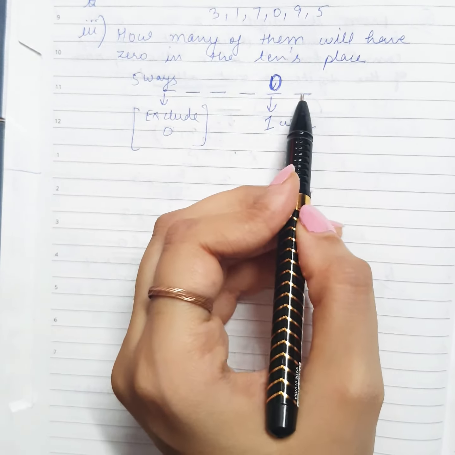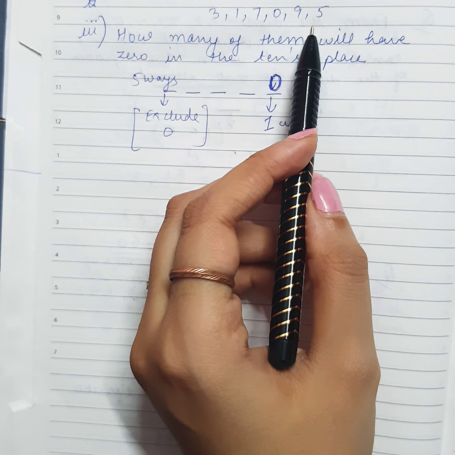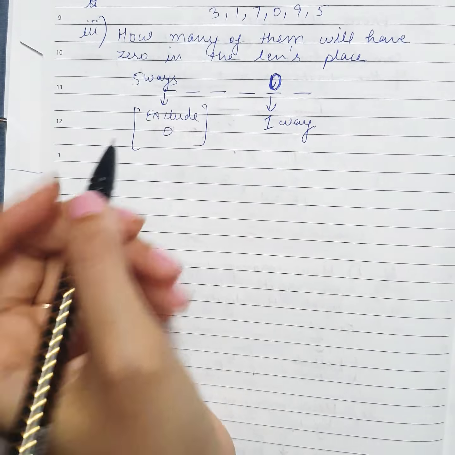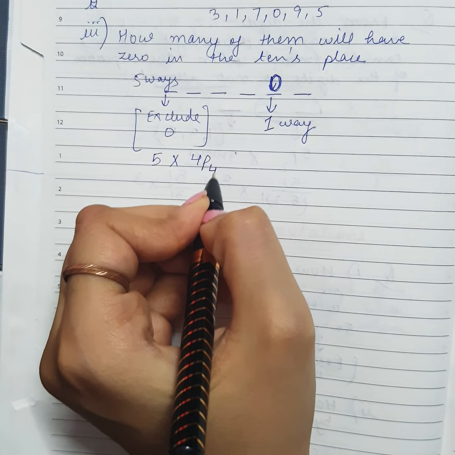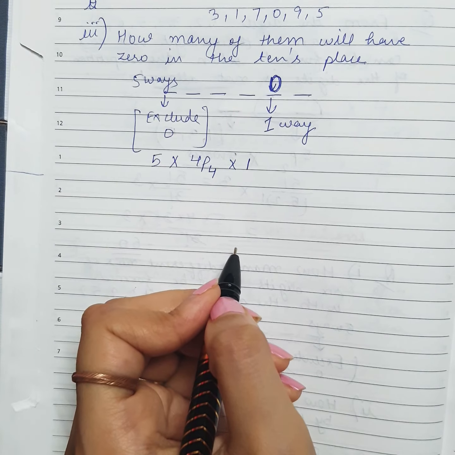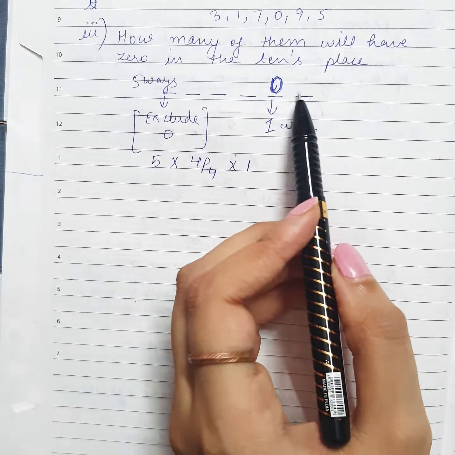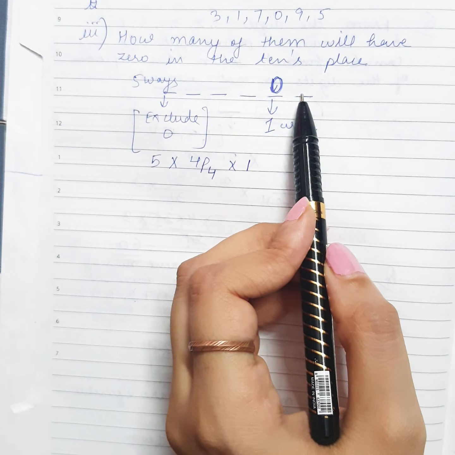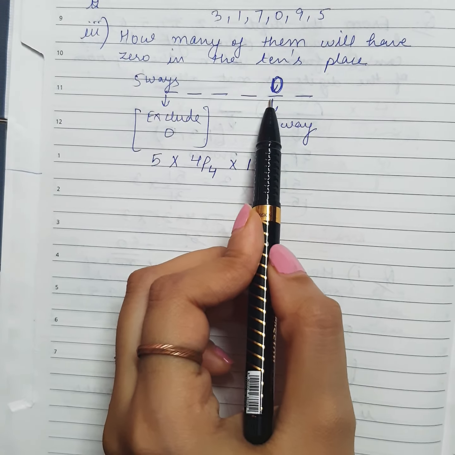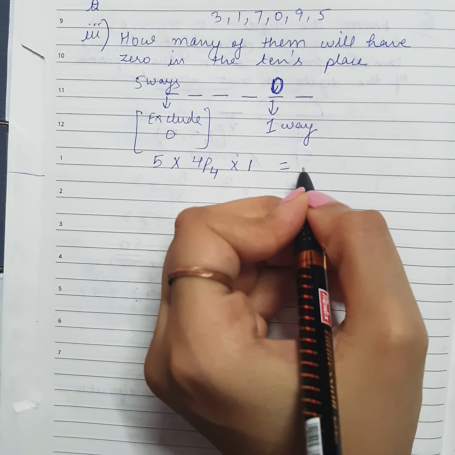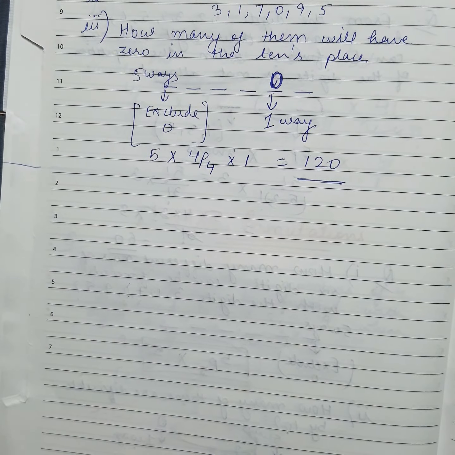Again we are left with 4 leftover digits and 4 digits with which we can fill these places. So final answer is 5 into 4p4 into 1. Same as previous part. वहाँ in the previous part we have fixed 0 here because in that case the number will be divisible by 10. यहाँ पर इस place पर fix किया है. So this is the final answer. Solving will again get 120, just like the previous part.